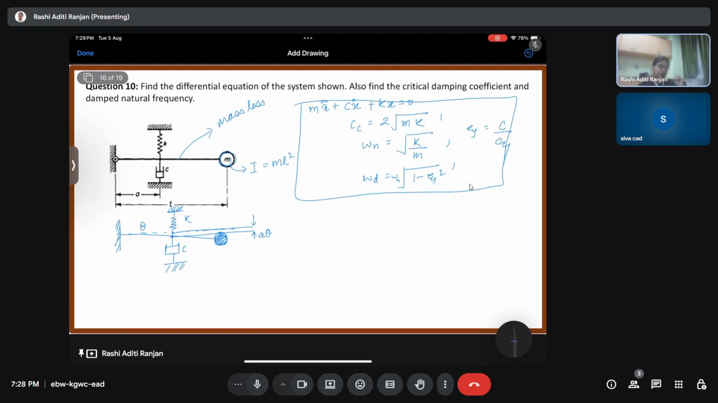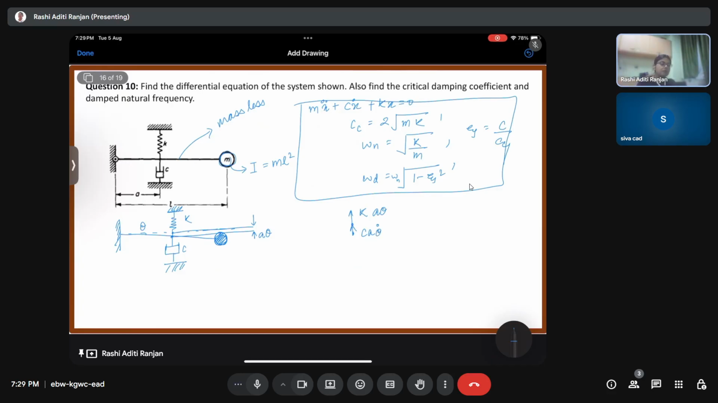Now, if the spring is extending in the downward direction, definitely it is going to apply a force in the upward direction, right? So at this point we have k into a theta, right? Similarly, for the damper also, the damper is getting compressed in the downward direction, so it is going to apply the force in the upward direction. Something like c a theta dot. Okay.